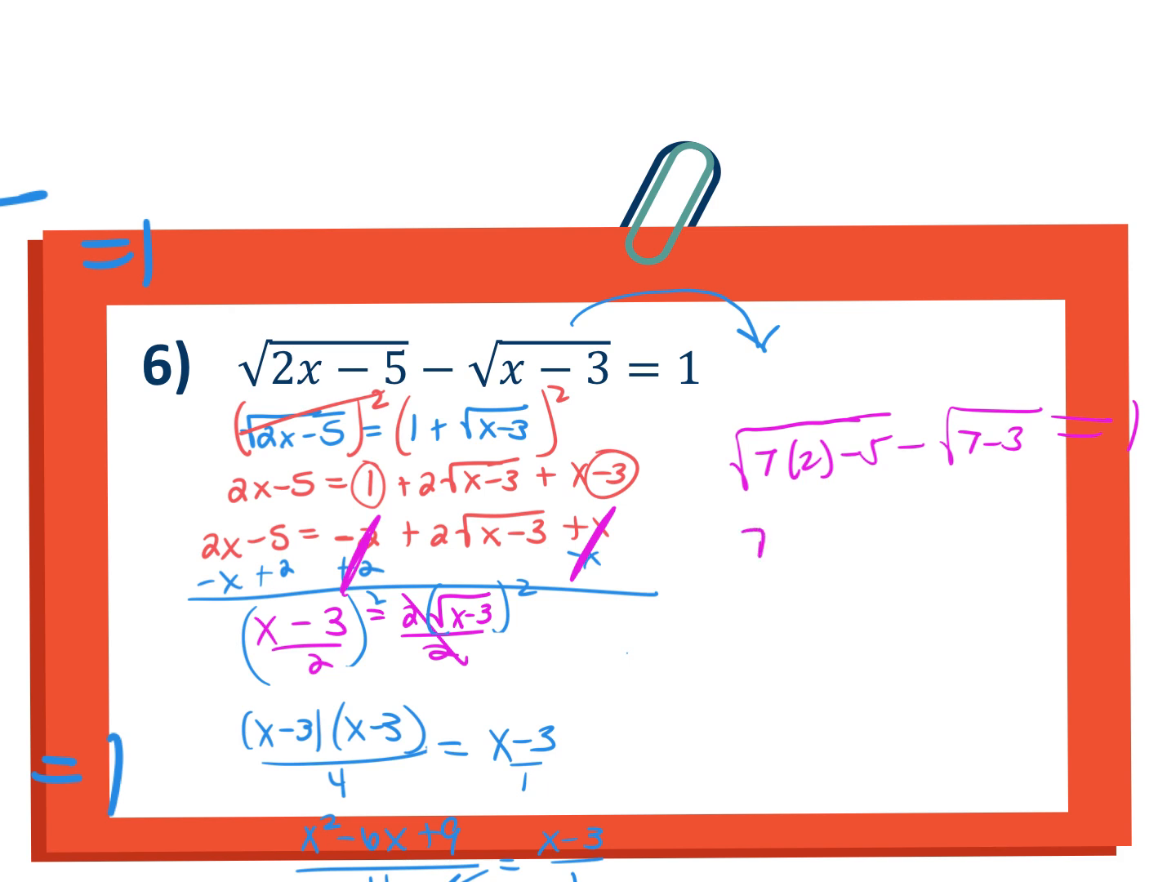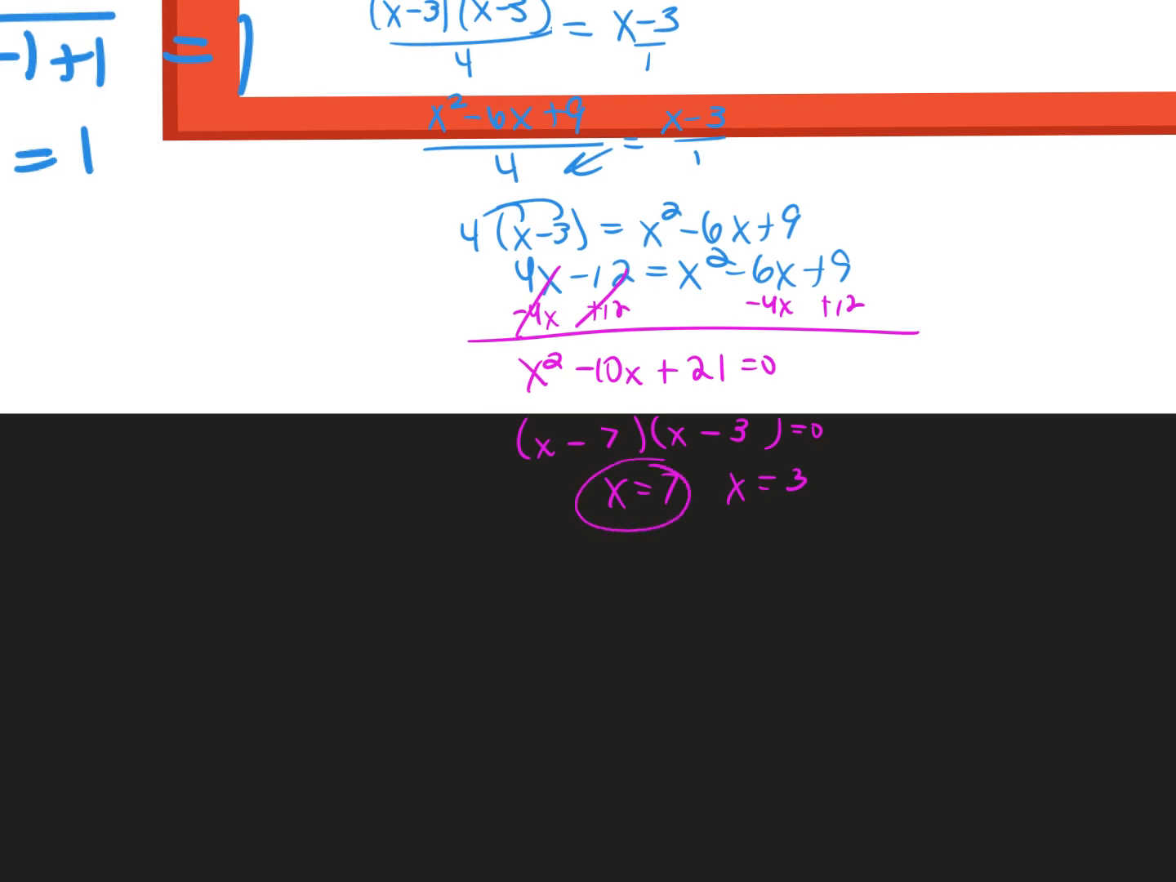Well, 14 minus 5 is 9, so square root of 9 minus square root of 7 minus 3, square root of 4. Does it equal 1? 3 minus 2 equals 1? Yep. So I know that x equals 7 is a valid answer.